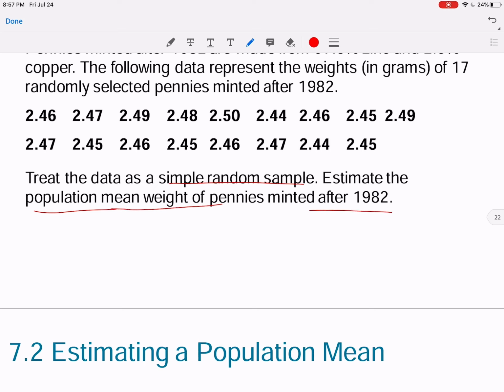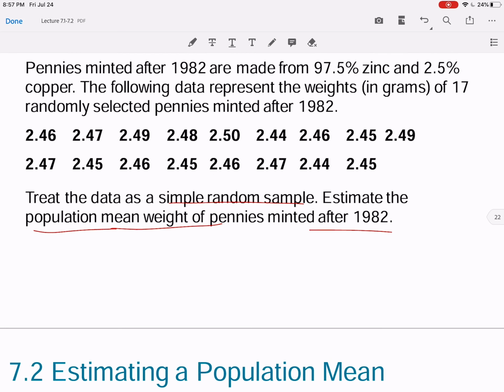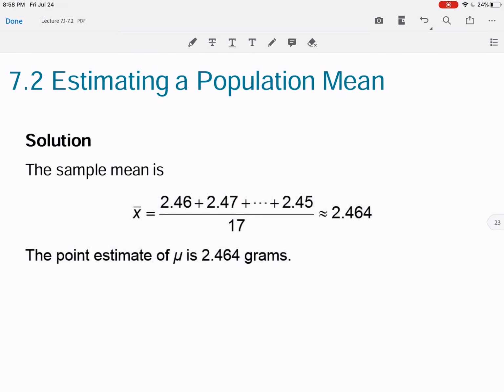after 1982. So if we want to estimate the population mean, first of all, we want to find the point estimate, which is x bar, right? We know that x bar is equal to the sum of all x values divided by the sample size. In this case, the sample size is 17, so we just need to add all the x values together and divide by 17. That's pretty much what is done here. The sample mean x bar is equal to, on the top, we add all the numbers in the data set together and then divide by the sample size n. So this is approximately equal to 2.464.